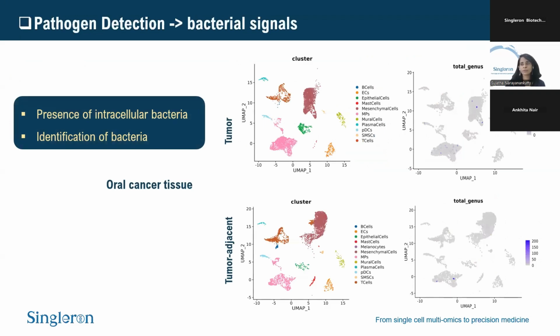You can also do this for bacterial signals, more like intracellular bacteria, ones that have already integrated into the cell. And this is again an area that's becoming quite popular, where cancer cells and their coexistence with intracellular bacteria are being studied.